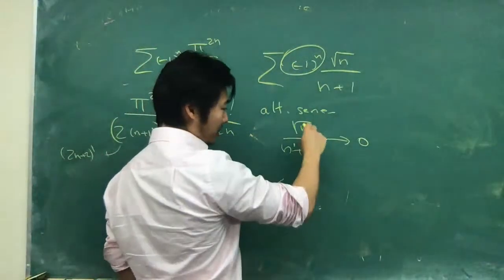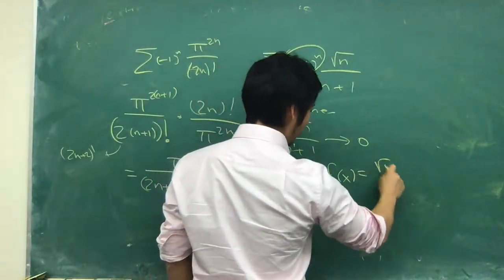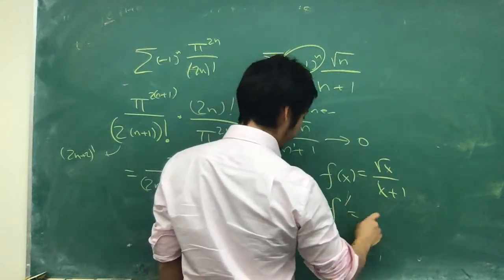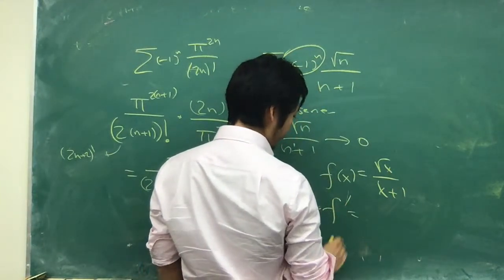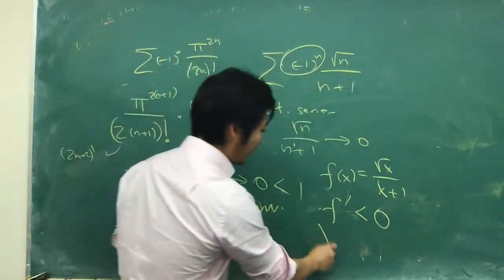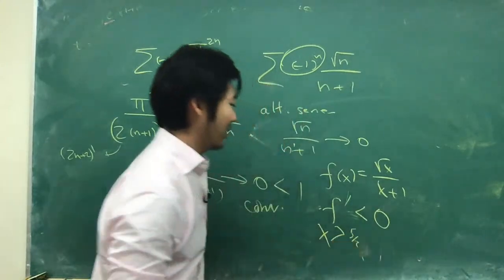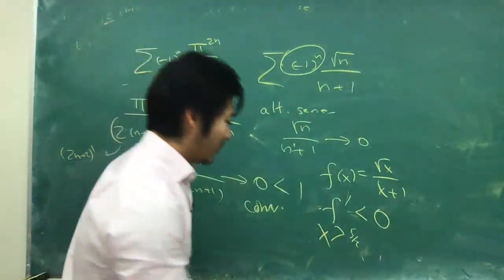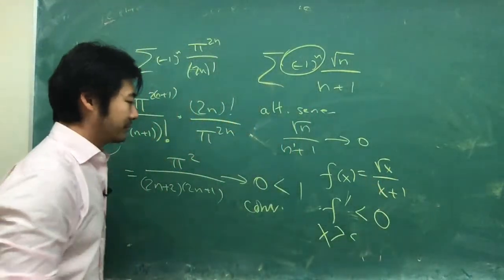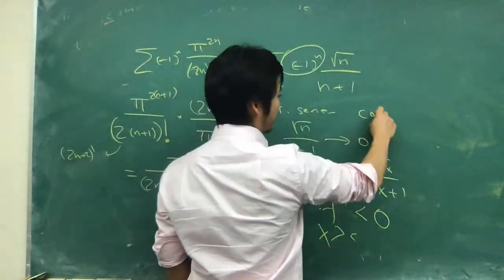And then to show that it's decreasing, you have to take the derivative of this one. So I don't really want to do that, but this is less than 0 for x greater than, I think, 5 over 2. This looks vaguely familiar. I think we did this in class. Or x equal to some finite constant. So therefore, by alternating series, it converges.